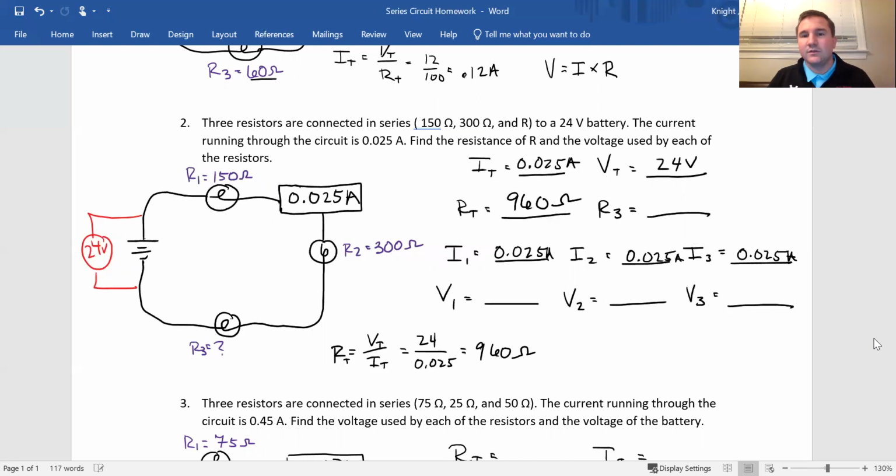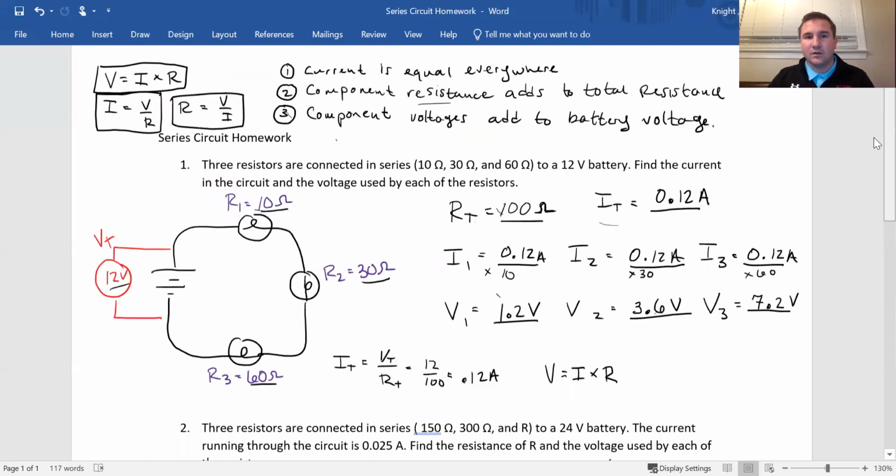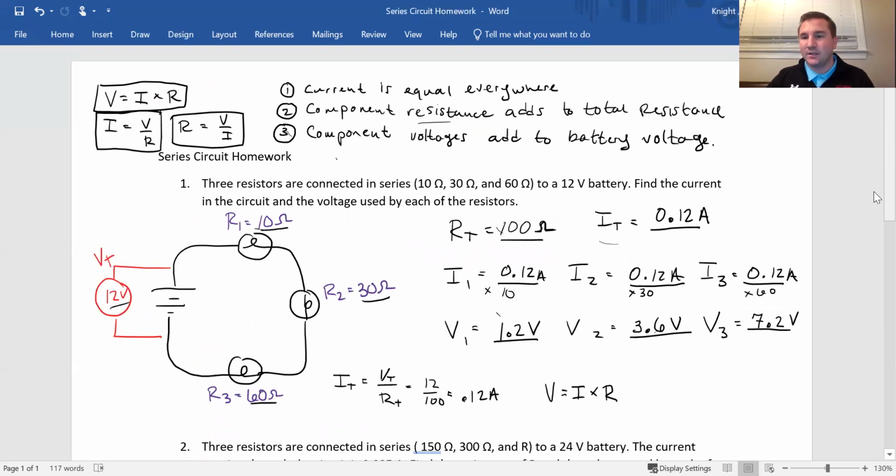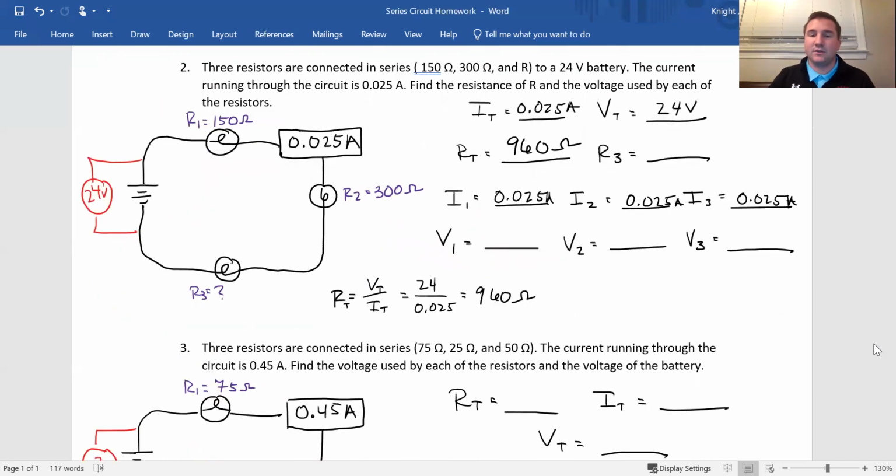All right, so we used the fact that current is equal everywhere already. We used this part of Ohm's law, R equals V over I, to figure out the total resistance. Now we can use the second part of series circuits: the components add to the total resistance. The total resistance is 960. If I know this one is 150 and this one is 300, what do I still need to get to 960? Because 960 is the total. So 150 plus 300, that's 450. So to get from 450 to 960, I need 510.